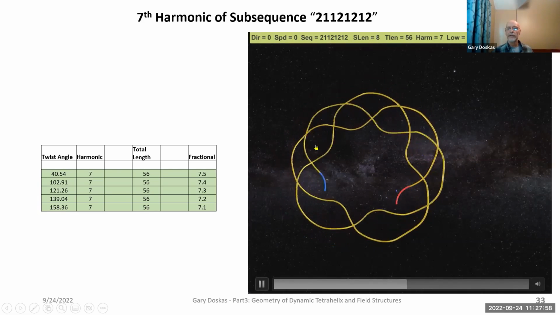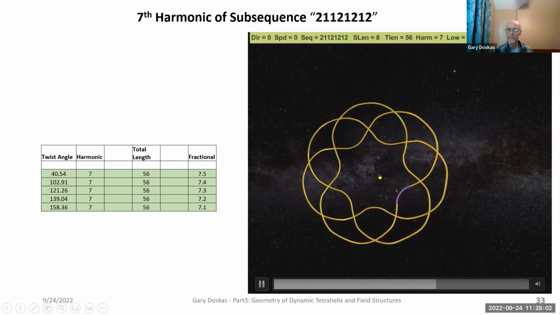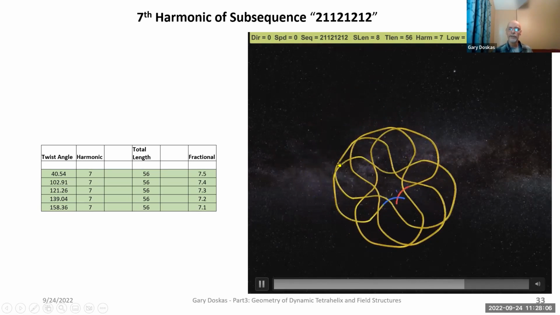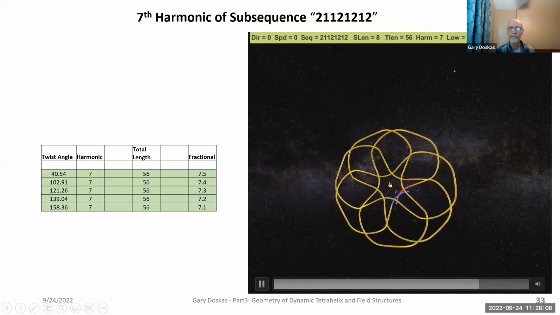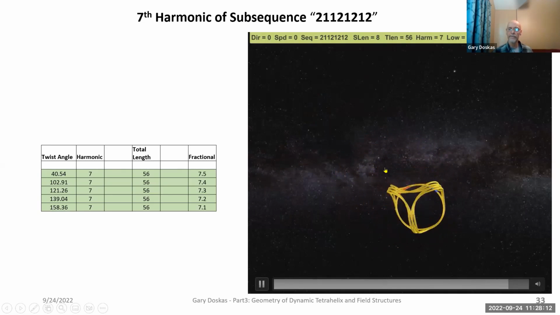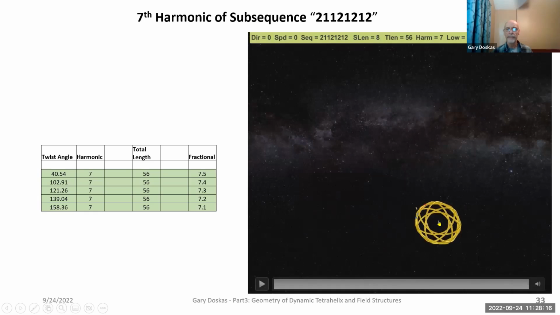Now I can continue to decrease the twist angle. This is the third time it's wrapped around itself. That creates a 7.3 harmonic. Continue doing this, it creates a 7.4 harmonic on a fourth lap around itself, and then the final harmonic shows up to create the 7.5 harmonic. So these are the only 5 twist angles that create an exact closed loop circuit for this particular subsequence.